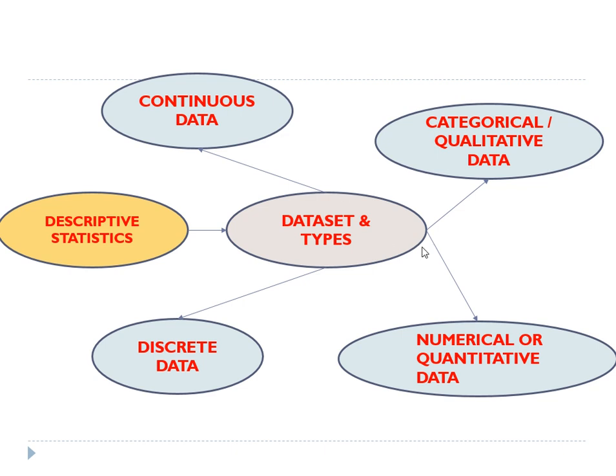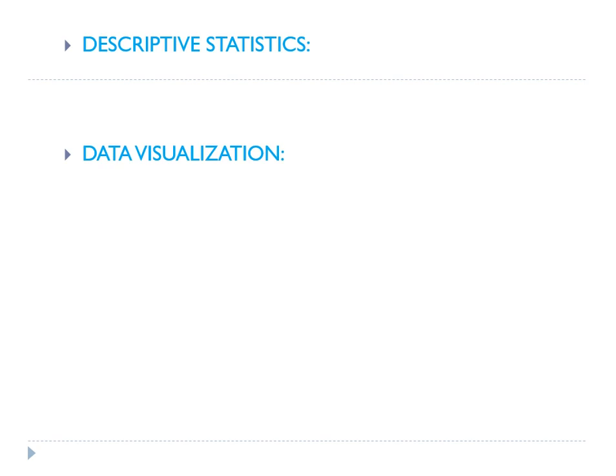So today's session will be discussing the data sets and their types, mainly descriptive statistics. We'll try to understand the differences between continuous data, discrete data, categorical data, qualitative data, numerical data, and quantitative data. Last session we discussed a lot about data pre-processing. In continuation with that, we are now going to understand a little bit more about the data.